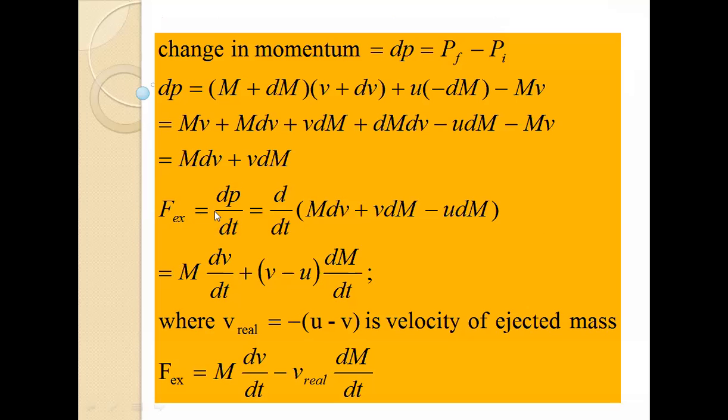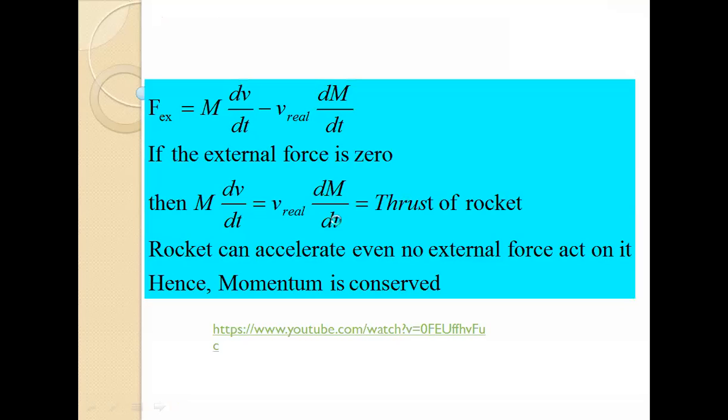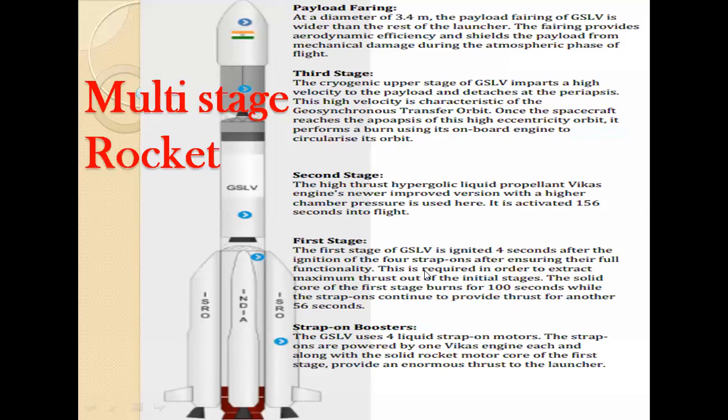We substituted the change in momentum here, external force equal to this. Then finally, we took the external force equal to 0, and we got our equation for the thrust. A rocket can accelerate even when no external force acts on it, so momentum is conserved.